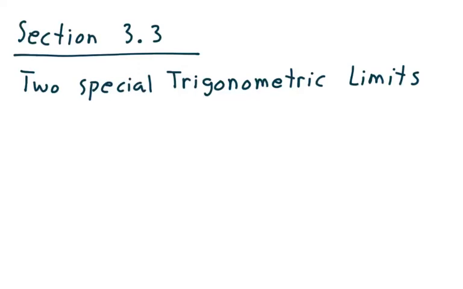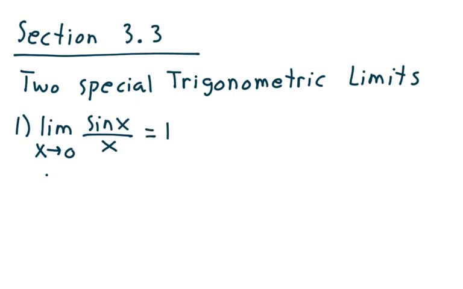This is a video from section 3.3, and this video will have examples that involve two special trigonometric limits. We're going to start with number 1, the limit as x goes to 0 of sine x divided by x. In this limit, by the way, notice how the argument for sine is x, the denominator is x, and so they match, and you get 1.